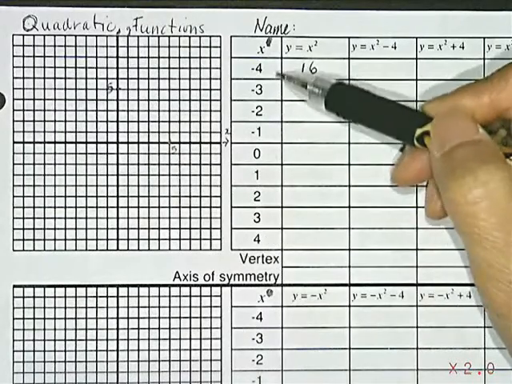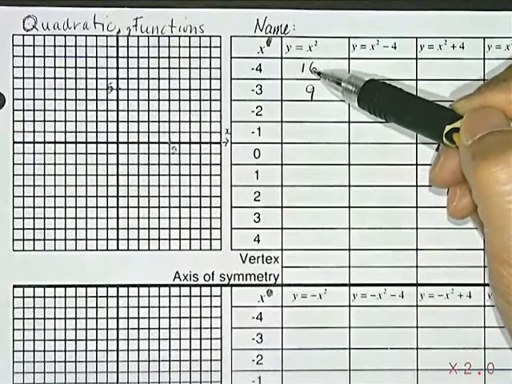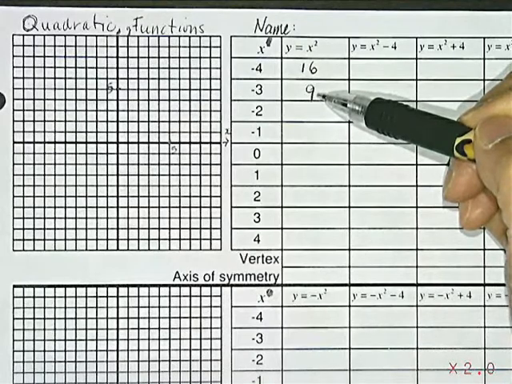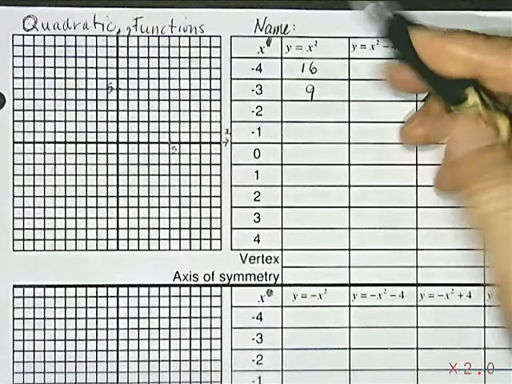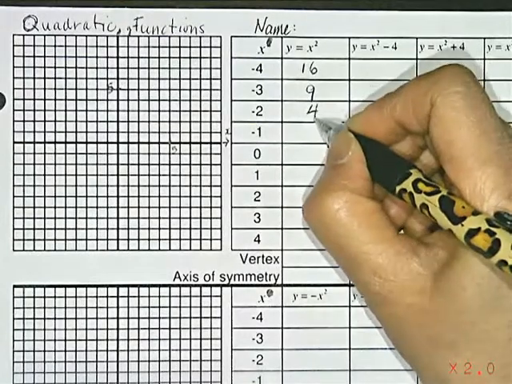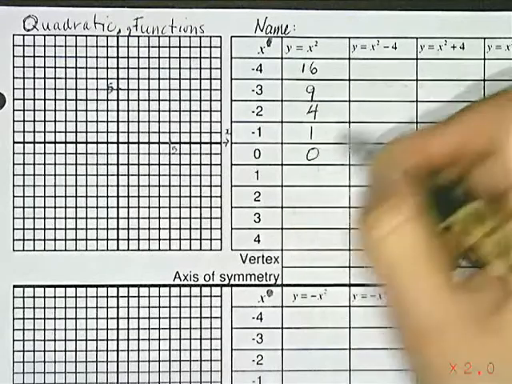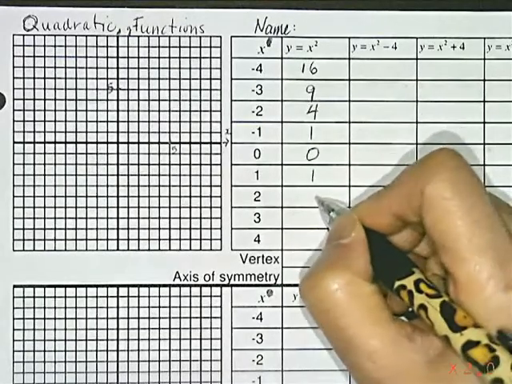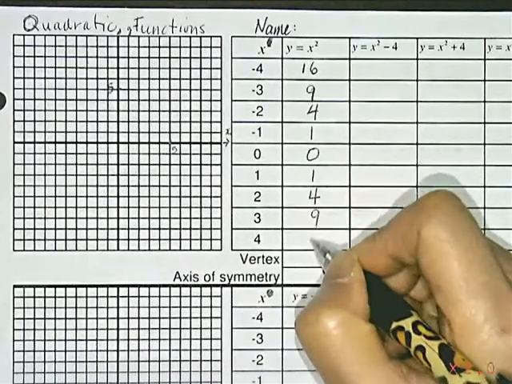I've taken -4, and then I must square it according to this rule. So -4 times -4 is positive 16. -3 times -3 is positive 9. Notice our numbers are getting smaller as I'm squaring them. So the next perfect square is 4. -2 times -2 is 4, then 1, then 0. When I go to positive 1 and I square it, it will also be 1. 2 times 2 is 4, 3 times 3 is 9, and 4 times 4 is 16.